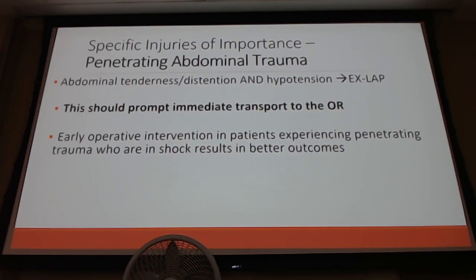And then penetrating abdominal trauma. These patients are going to need an exploratory laparotomy. So these patients normally come in, we do a quick primary survey, and they go straight up to the operating room so they can open that belly up and control any hemorrhage and other injuries that they may have.